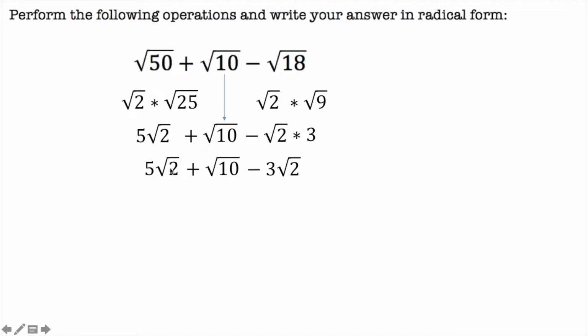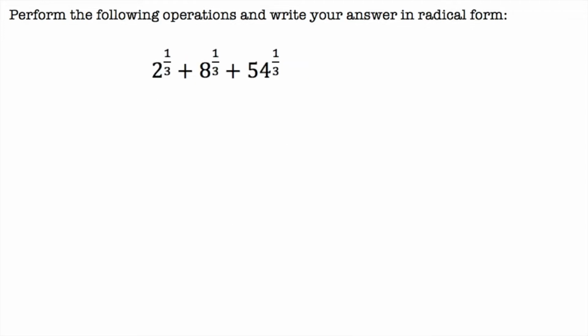And now you can add these two or subtract these two together because they have a common radicand. So this is a 3 and this is a 5. So 5 minus 3 is 2 square root of 2. And then you're just going to bring down your 10 and that's your answer. Because the 10 can't combine with anything, it just tags along for the answer because you can't do anything with it. Next one, same thing, radical form.